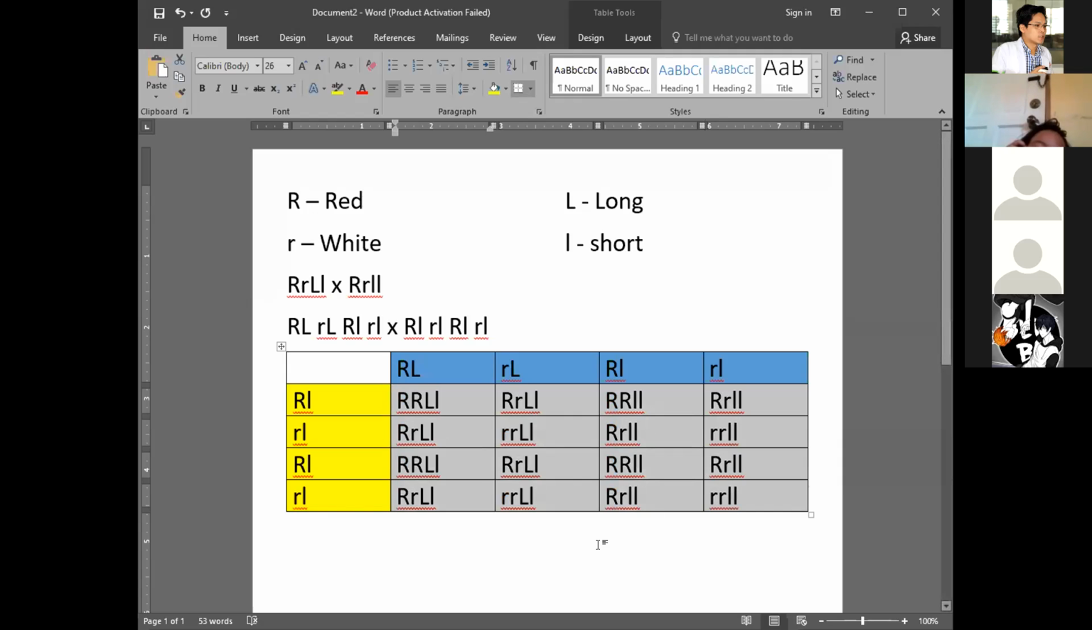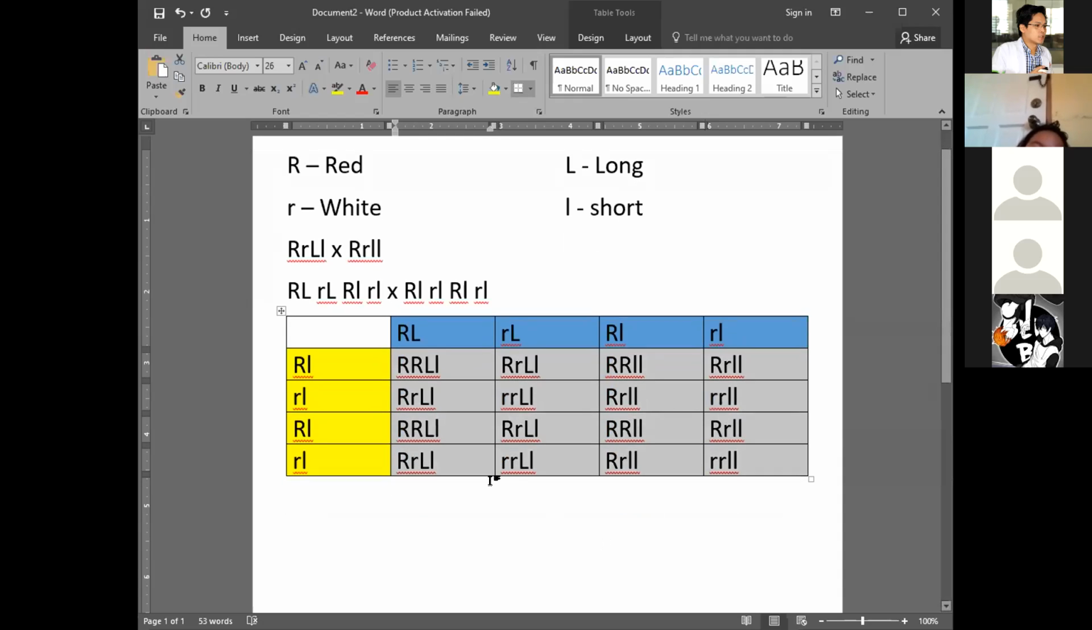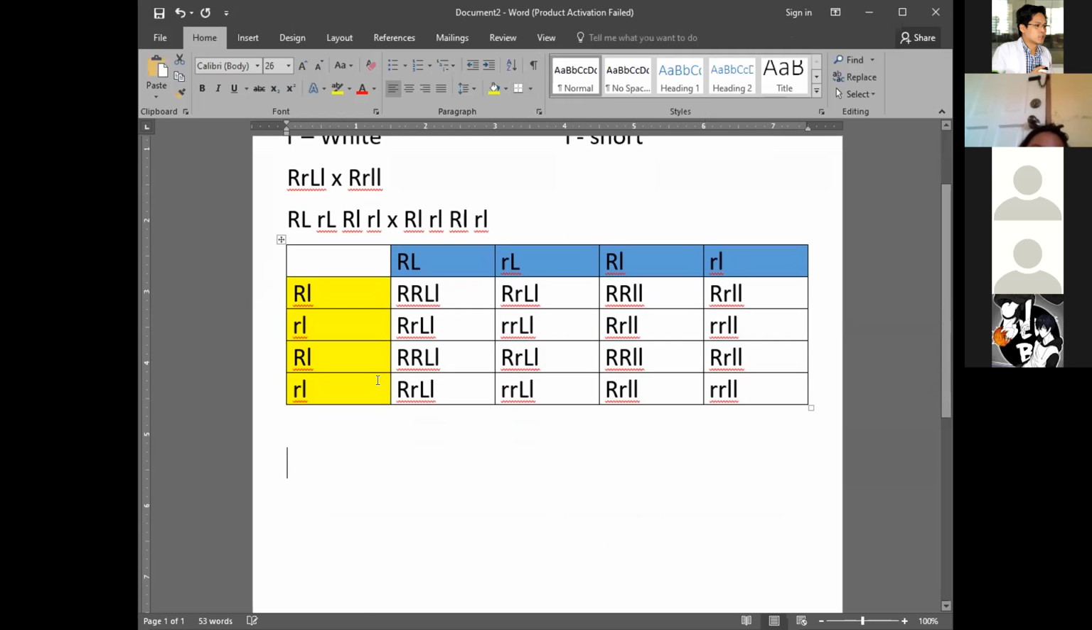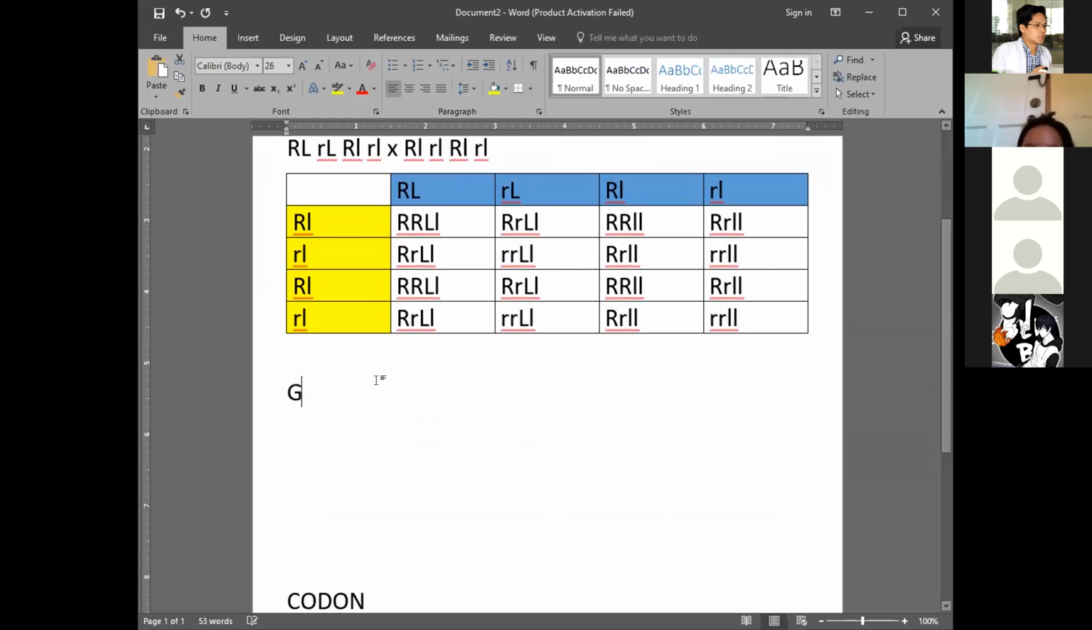These are the results after crossing a heterozygous red-eyed Drosophila melanogaster with a heterozygous short Drosophila melanogaster. So let's take a look at the genotypic ratio. Okay, let's start with the genotypic ratio.